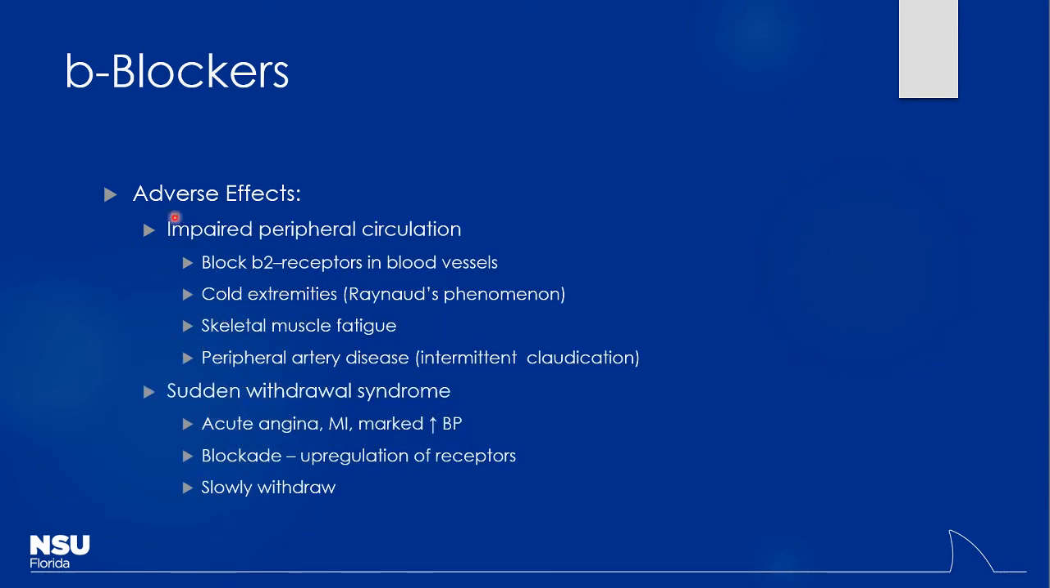So other things we can find here, potentially you can see impaired peripheral circulation, which can worsen things like Raynaud's phenomenon, where they have cold extremities due to impaired circulation. So that would be a relative contraindication here.